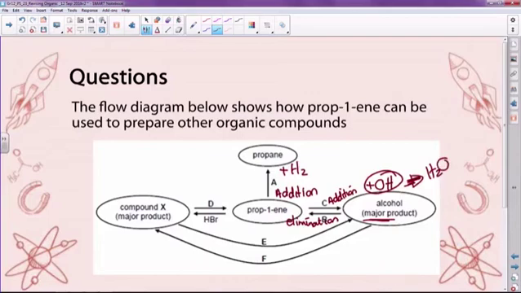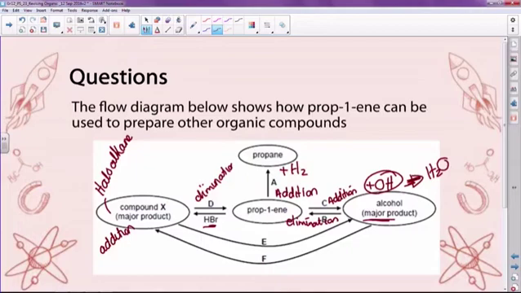Then this over here, we add HBr to it. That's obviously going to be an addition reaction again for that part. To go back to prop-1-ene, it has to be elimination again. All right. And we're going to break the double bond. This is going to make a haloalkane. Okay. Haloalkane. And then from here, we're going from a haloalkane to an alcohol.